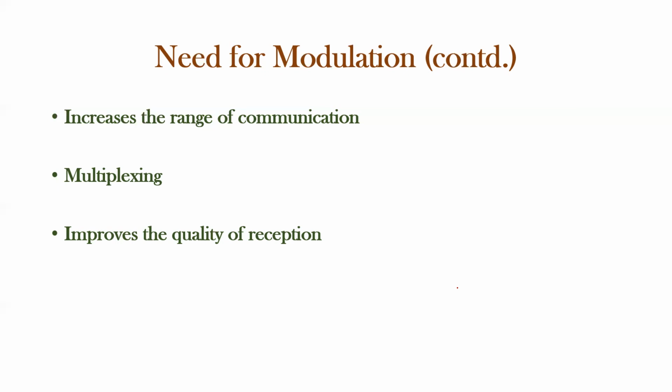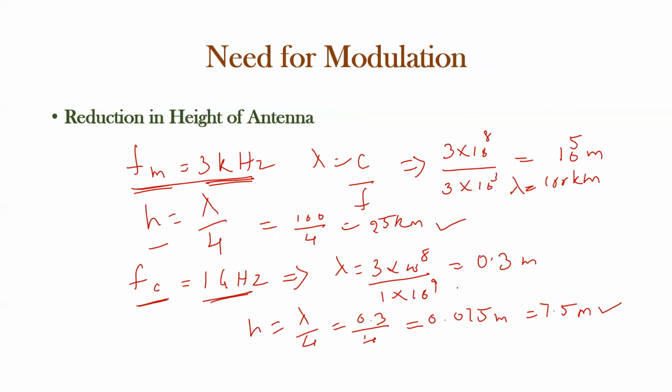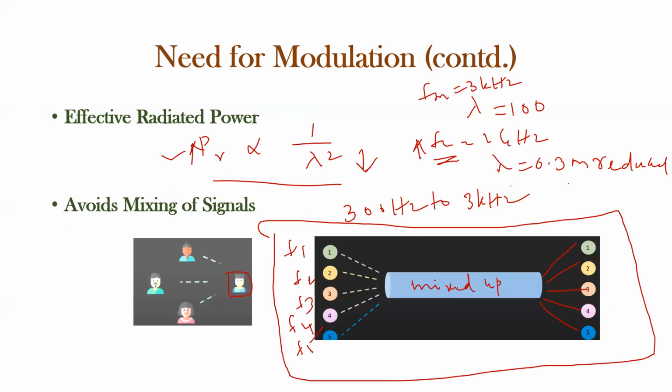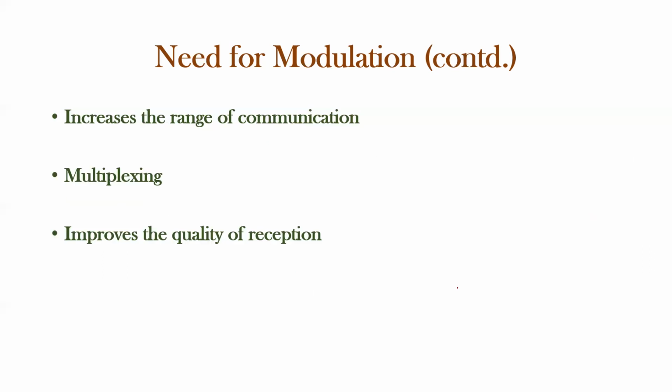These are the basic needs for modulation. First is reduction in height of antenna. It also increases the power that is radiated, and avoids mixing of signals. It will increase the range of communication. It allows multiplexing. At the same time, it will improve the quality of reception.